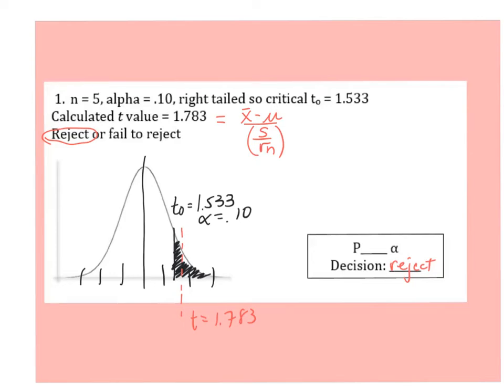Now I want to introduce the concept of a p-value. P stands for the percentage of the curve, or the probability, from the calculated value to the closest tail. So shaded here in red, that's my p-value. You can see that it takes up less area, or less of a percentage of the curve, than the black does. So I'm going to say p is less than alpha.